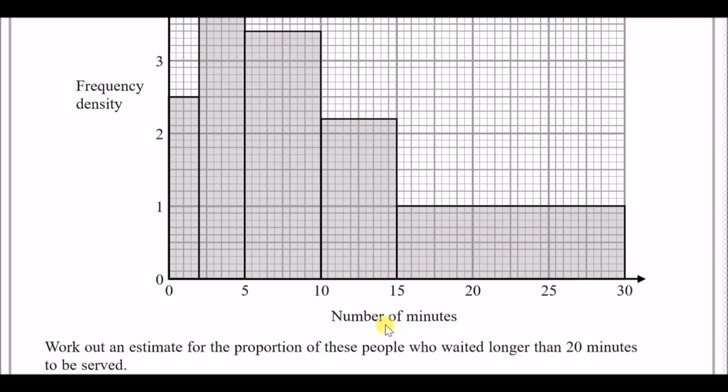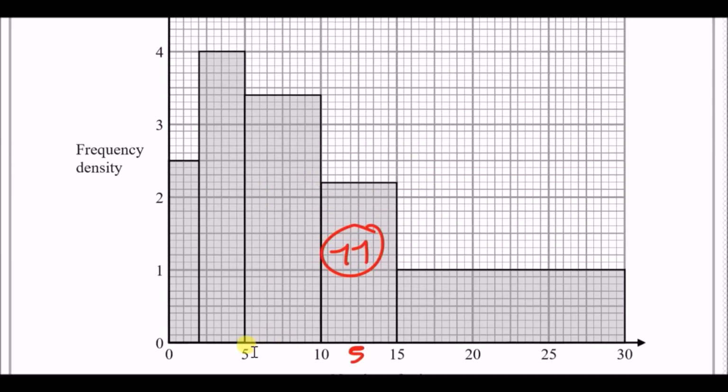If we look at this carefully, this goes up to 5, 10, and so on. For instance, this block here, 10 to 15, has a class width of 5 and a vertical height of, what is it? It's going up in 0.1s, so it's going to be 2.2. So 5 times 2.2 gives us 11. That's what you want to do: work out the area of every block. This block here has a class width of 5 and a height of 3.4, so it'll be 5 times 3.4, which is 17.